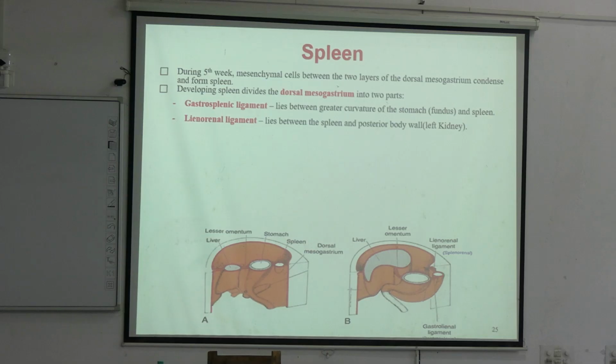The dorsal mesogastrium is divided by the developing spleen into part 1 and part 2. From the stomach to the spleen is the gastrosplenic ligament, and from the spleen to the posterior body wall, where the kidney develops later, is the lienorenal ligament. The kidney was not there before; it comes down from above. That's why initially it was only body wall, and why it is called the lienorenal ligament, lying posteriorly. This is how the spleen splits the dorsal mesentery in its posterior part. So this is the story of the development of the spleen.